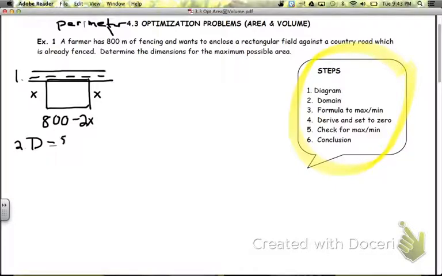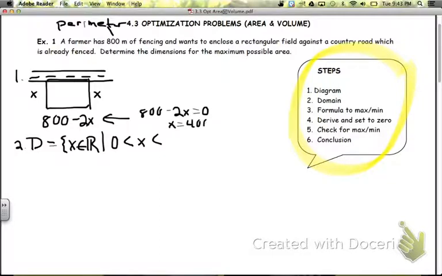So our domain, we always set up, is equal to x as an element of the real numbers such that 0 is less than x, which is less than, what will our maximum domain be? What can x only go up to? Well, looking at our length here, if I were to set this equal to 0, I would solve this and I'd get that x is equal to 400. So therefore our x value will be no more than 400. So that is our domain.